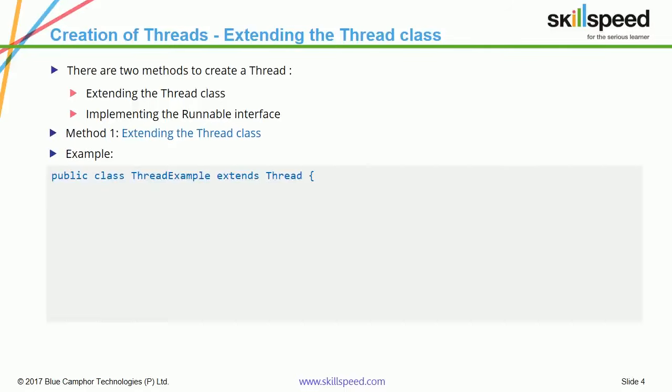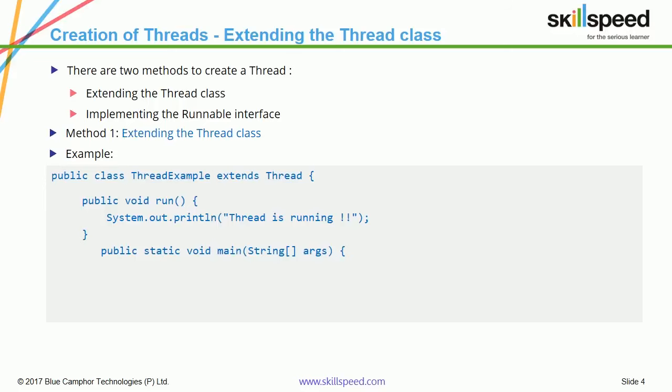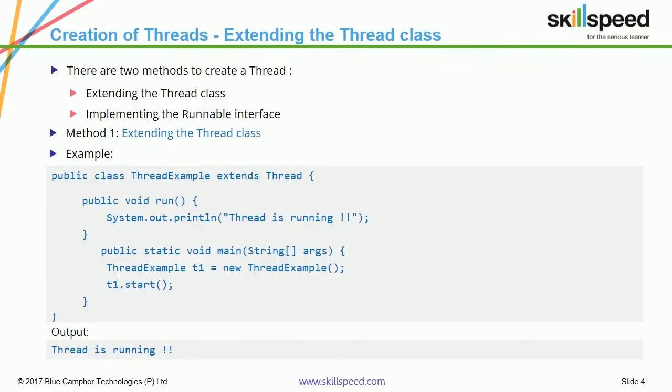Let us go through one simple example of creation of a thread. We have a public class ThreadExample extends Thread, where I have a public void run method, and I am printing "thread is running" in this method. Then I have the public static void main, where I am creating an object for the ThreadExample class using ThreadExample t1 = new ThreadExample, and when I call the start method, t1.start, and I execute the program, I get the output "thread is running". Remember, I am calling the start method for this object, not the run method for this object.